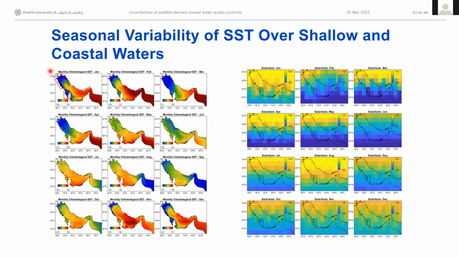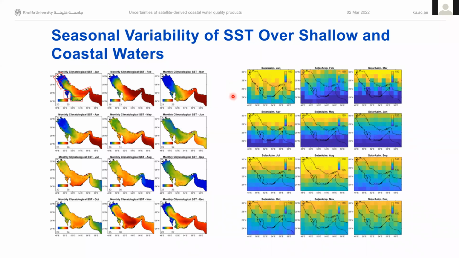So if we compare the SST with the solar azimuth angle, which we derived from MODIS for the 12 months, you can see here the variability of the solar azimuth angle during the month. The lower is at the southern part and high at the northern part. So one could say that, okay, the high solar azimuth angle can cause a lower sea surface temperature.